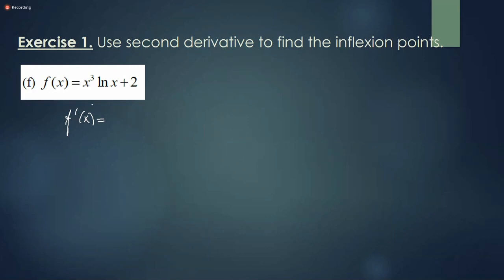So now let's differentiate. X cubed derivative is 3x squared times ln x, not differentiated, plus x cubed, not differentiated, times ln x, differentiated. And of course, the derivative of the constant is 0. So we see that we have 3x squared ln x plus simply x squared, which can be taken out of parentheses or maybe sometimes not.